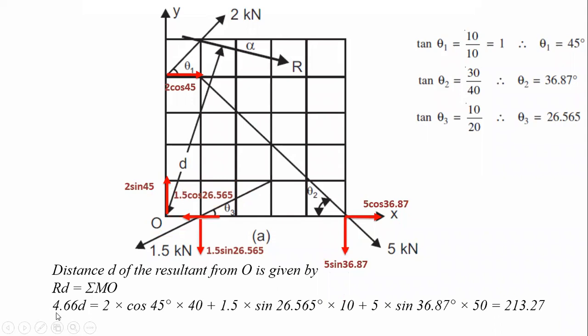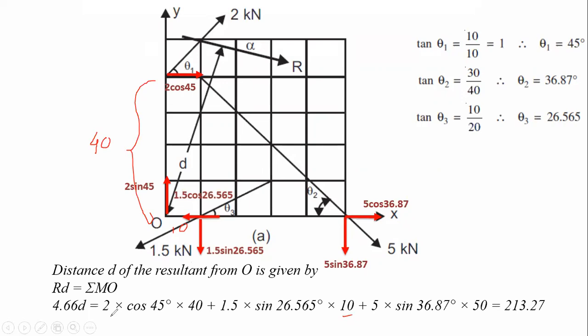Now here the value of resultant R is 4.66, and the perpendicular distance we have considered is, let us say, D. Now this first force component 2 cos 45, and the perpendicular distance is 1, 2, 3, 4. It means that this value is 40. Now this component 1.5 sine 26.56, and the perpendicular distance is 10. And for the first force, the perpendicular distance is 40.